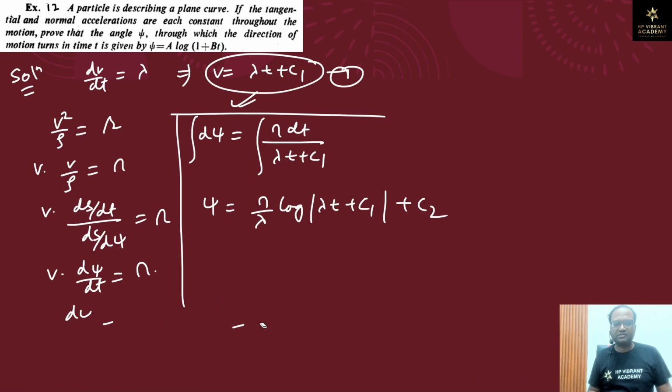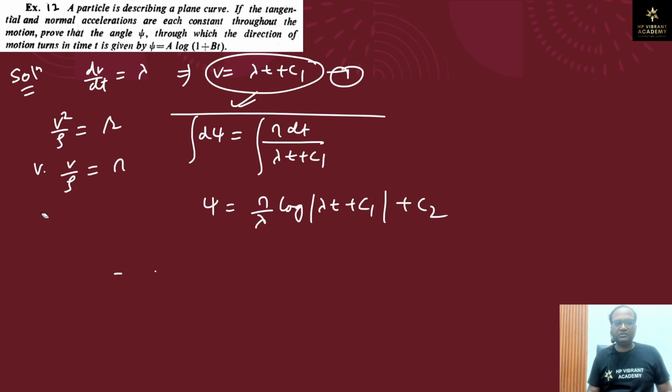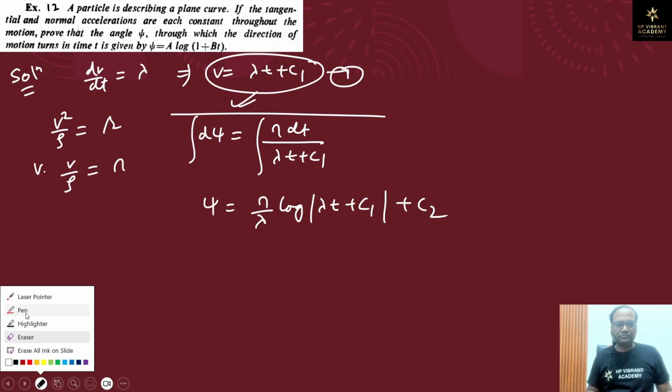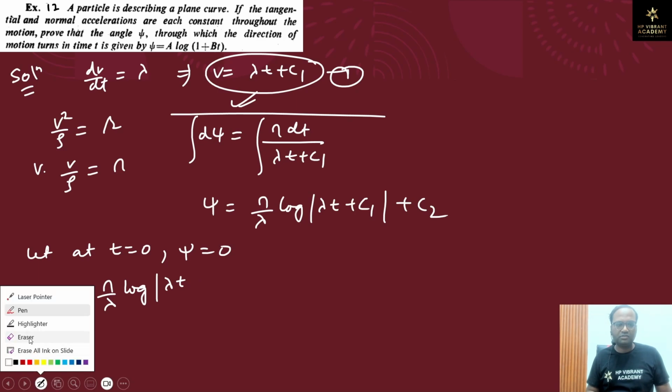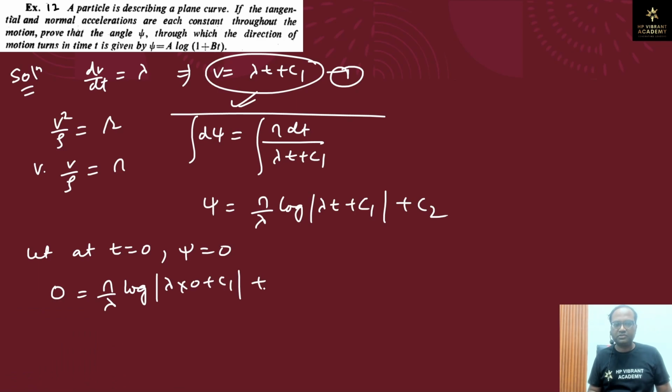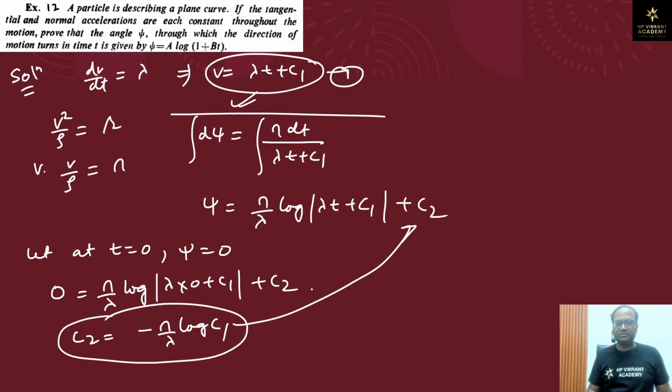Let us find the constant of integration c2. How can we find this? Let at t is equal to 0 we have psi is equal to 0. Putting this, 0 is equal to mu upon lambda into log of lambda into 0 plus c1, plus c2. So we have c2 is equal to minus mu upon lambda log c1. So this is the value of c2. Let us place it here.